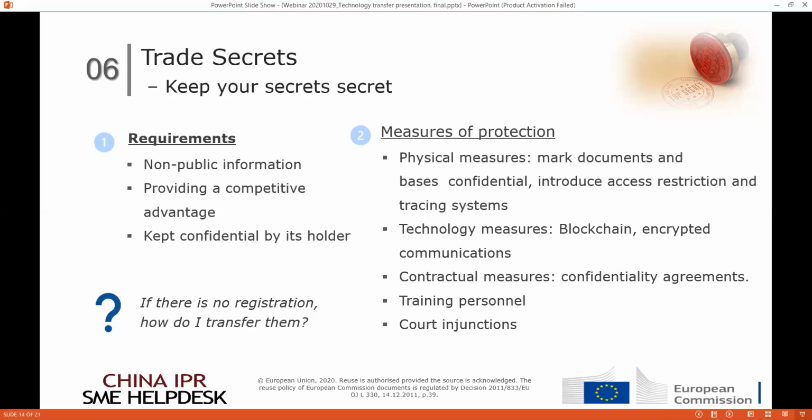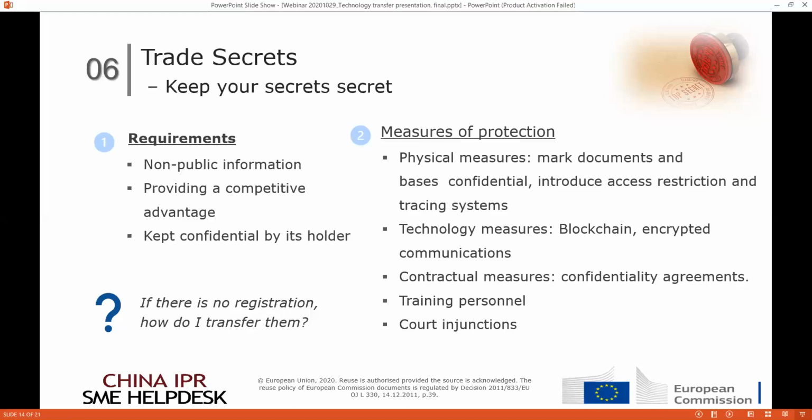Also, you have to take contractual measures. This means these famous NDAs or non-disclosure agreements, these confidentiality agreements that are very, very important, but we will talk about this a little bit more in the future.